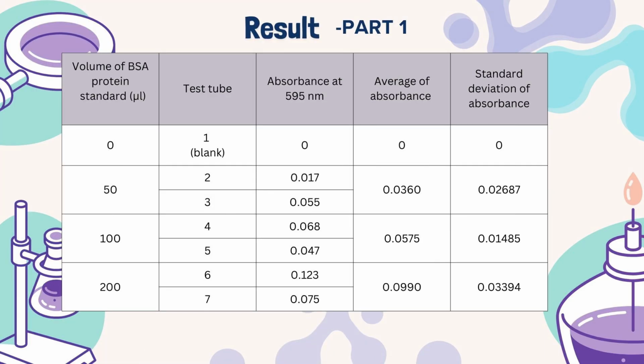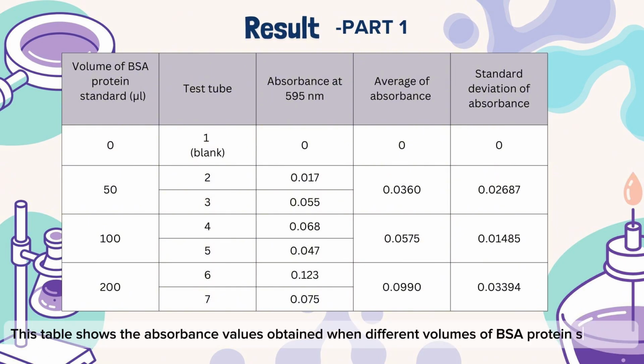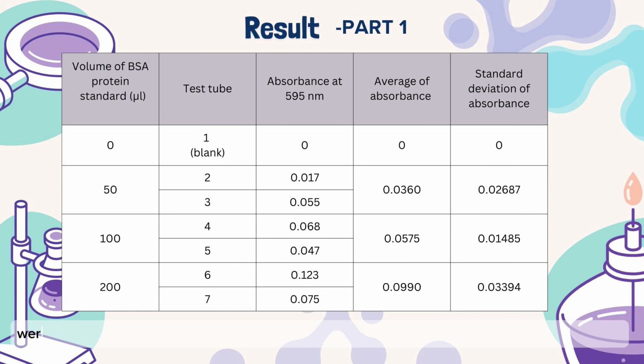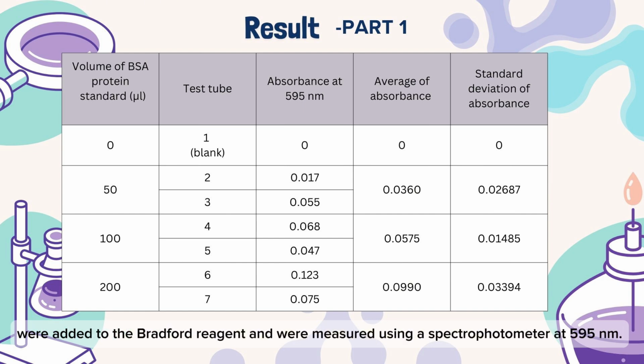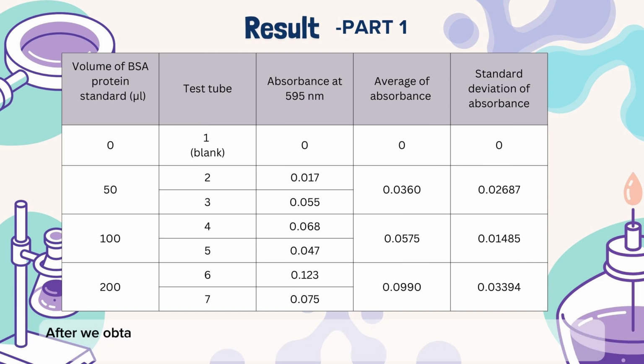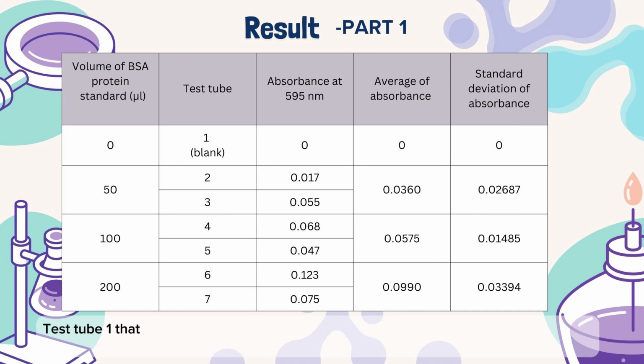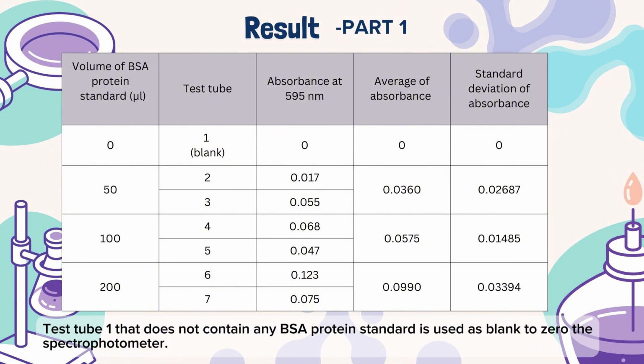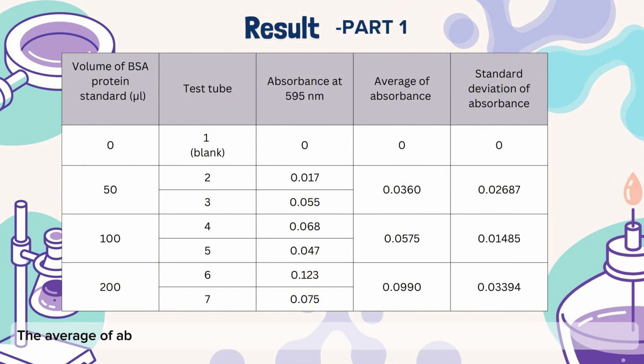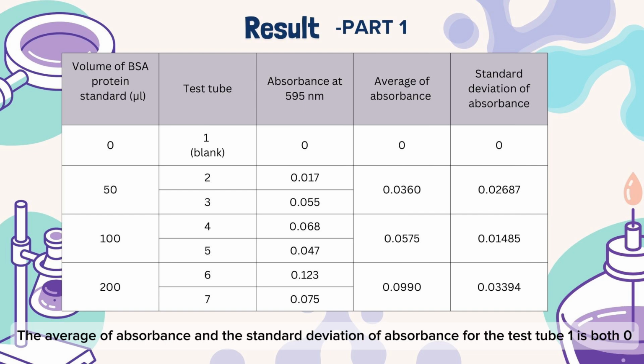For the results in part 1, this table shows the absorbance values obtained when different volumes of BSA protein standard were added to the Bradford reagent and were measured using a spectrophotometer at 595 nanometer. After we obtain the data measured from the spectrophotometer, the results are then recorded in the table. Test tube 1 that does not contain any BSA protein standard is used as blank to zero the spectrophotometer. The average of absorbance and the standard deviation of absorbance for test tube 1 is both 0.